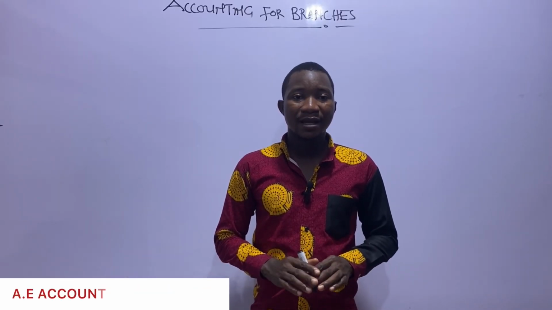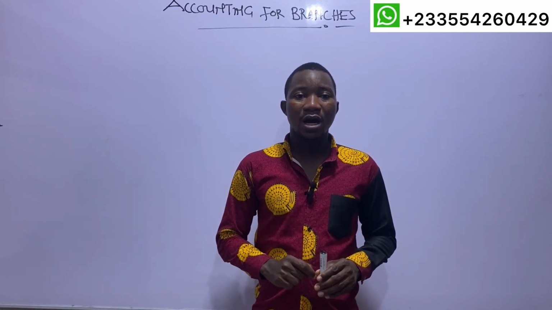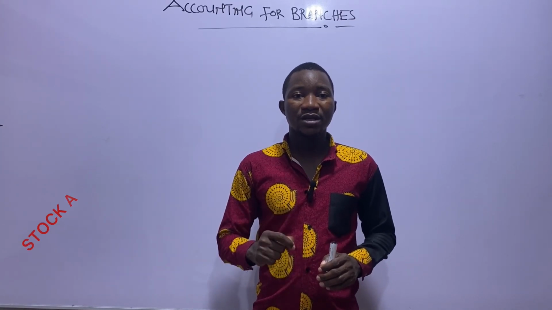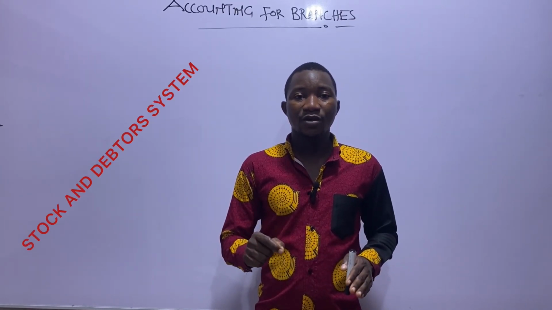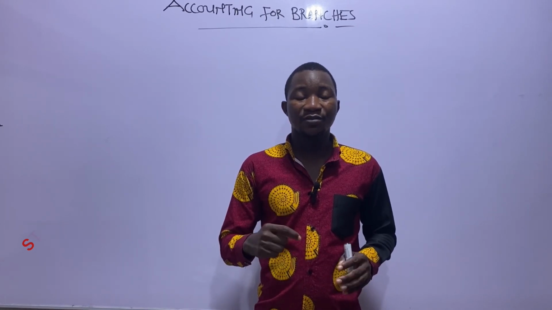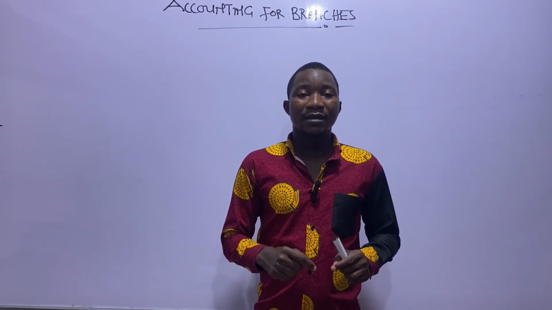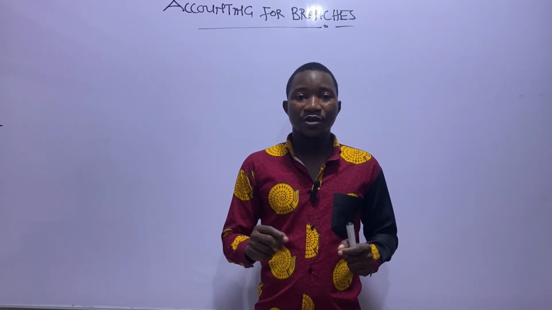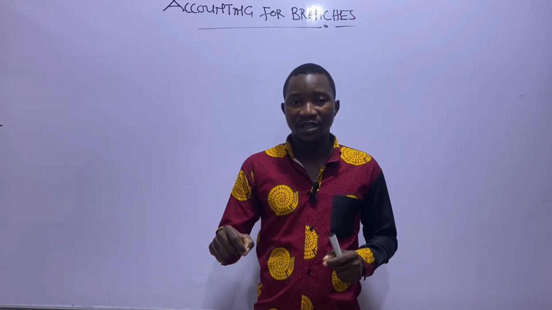We are continuing our lesson on accounting for branches. But in this particular video, I want us to look at how to record branch transactions when using the stock and debtor system. In part 1 of this video, we looked at how to record branch transactions when using the debtor system. That is where we said that we have two broad categories of branches: dependent branch and independent branch.